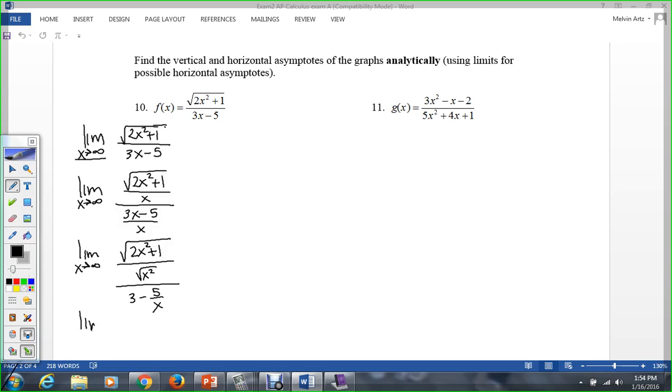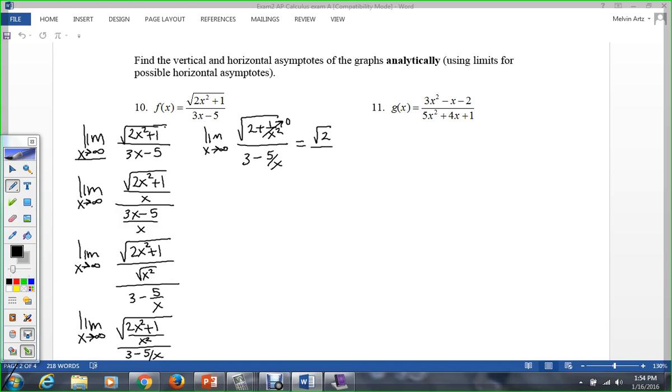Now we would have the limit. I've gotten that 2x squared plus 1 up underneath the square root, and so if we divided under the square root, we'd have 2 plus 1 all over x squared divided by 3 minus 5 over x as x approaches infinity. And we can take that limit up underneath the square root, and we know this would go to 0 when we analyze that. The limit of 2 as x goes to infinity is just 2. And we know this goes to 0, so we would have square root of 2 over 3.